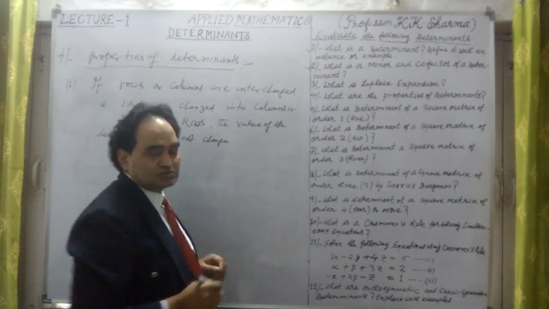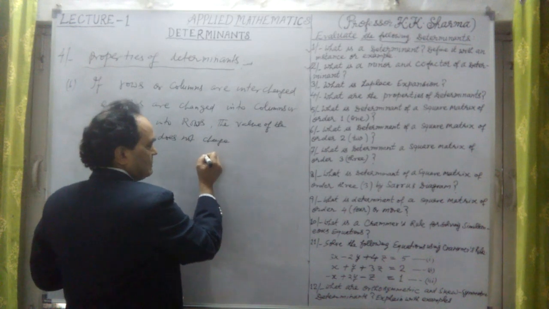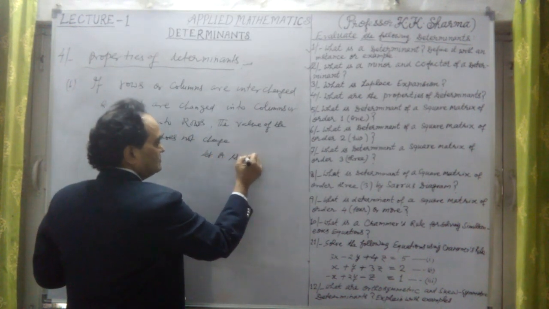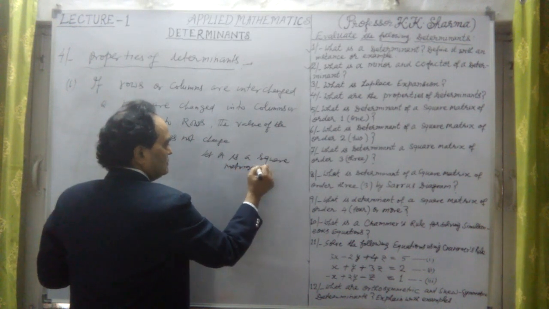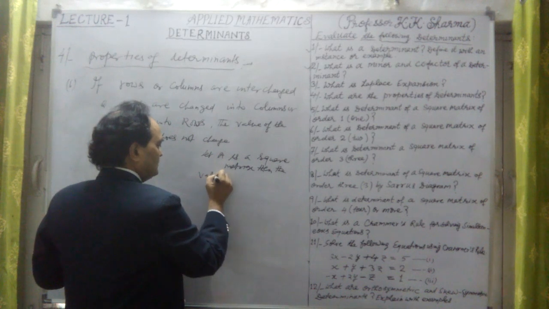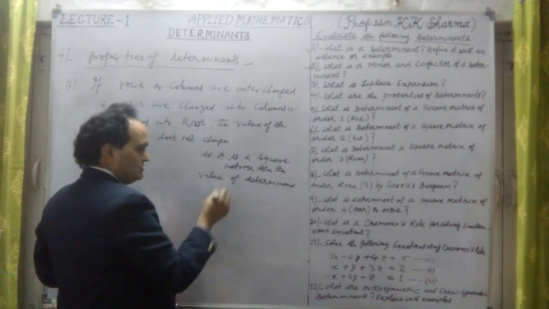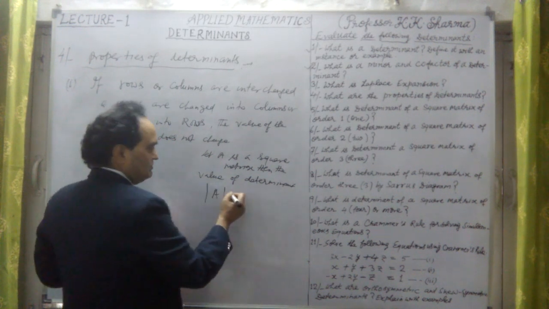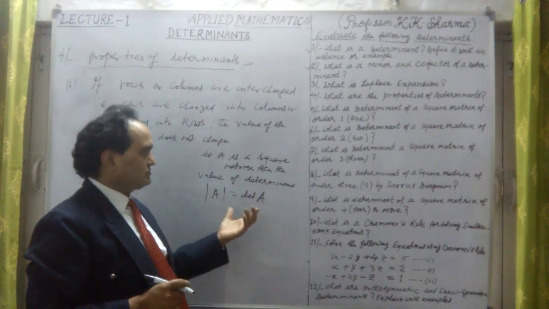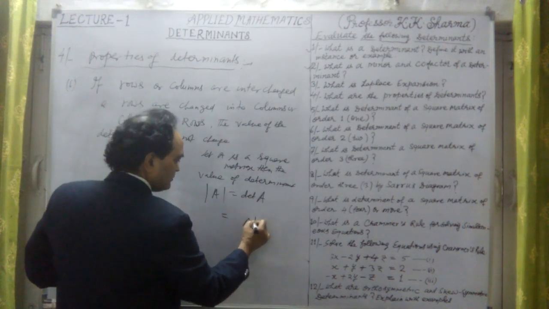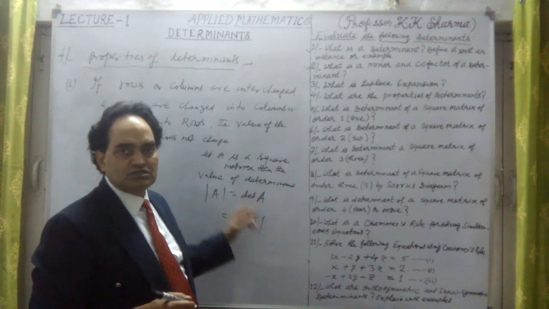What is that? Is it transpose? If the transpose of a determinant is taken, then the value of the determinant doesn't change. For example, let A be a square matrix. The value of the determinant is written as determinant A, or |A|. The value of A is equal to the determinant of A transpose. There is no change in the value of the determinant.